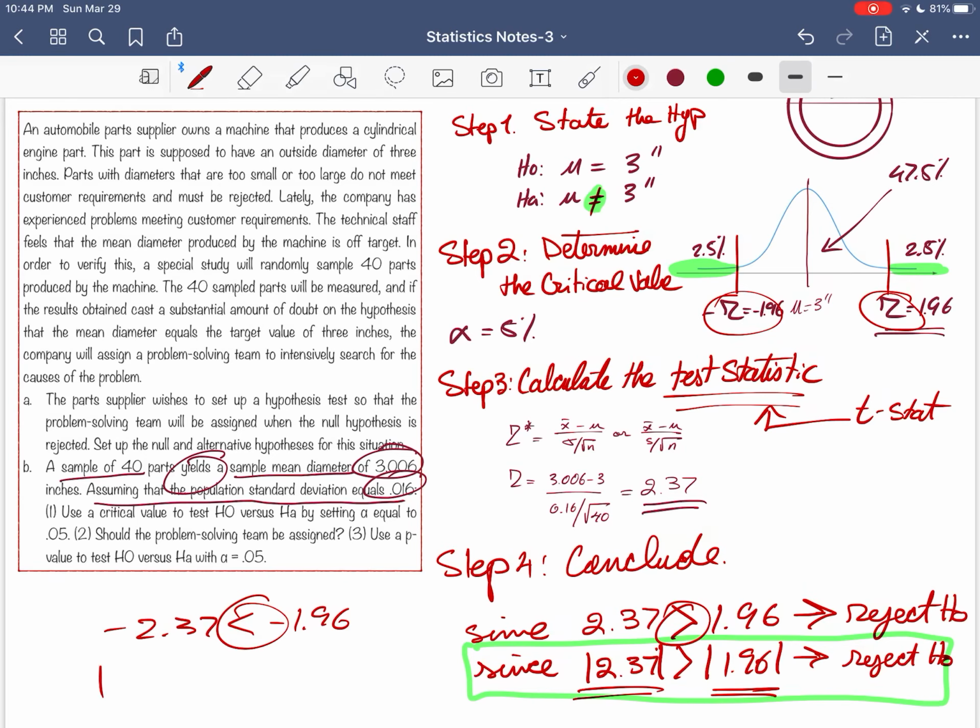It would always be the absolute value of 2.37, negative 2.37 is greater than the absolute value of 1.96, reject. And so you see that the signs don't change.